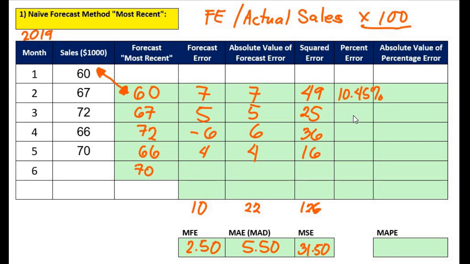Same process with the next one: 5 divided by 72 times 100, that would be 6.94%. The next one, we have negative 6 divided by 66 times 100. We will get negative 9.09%. And then the next one, that would be 5.71%.